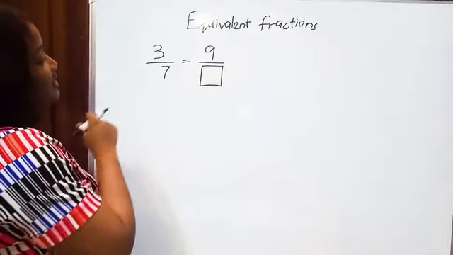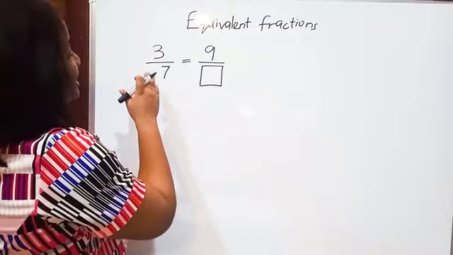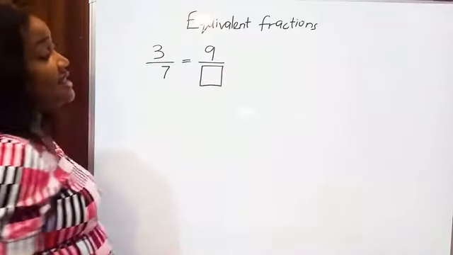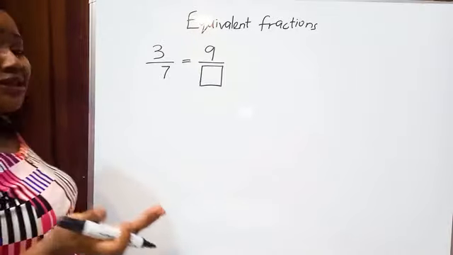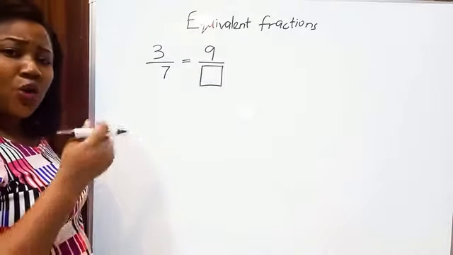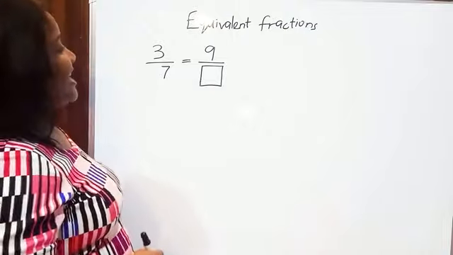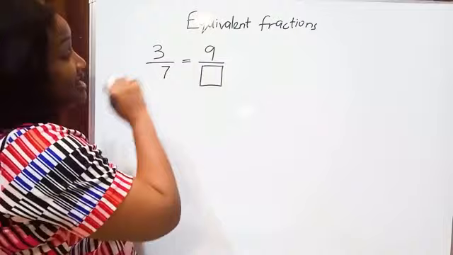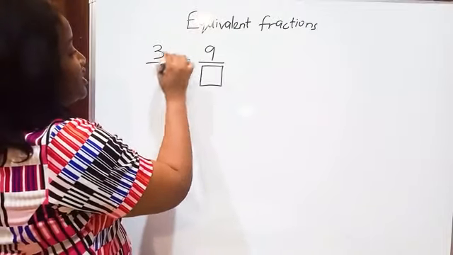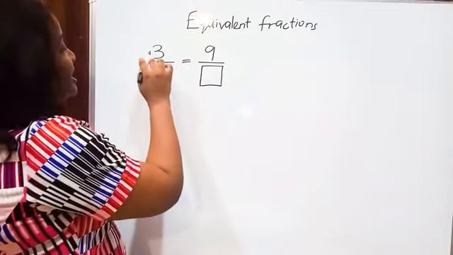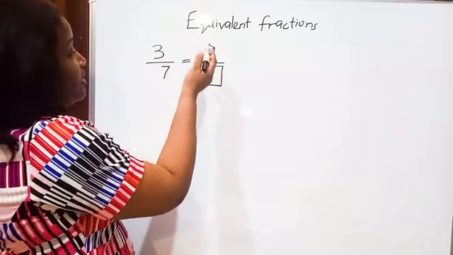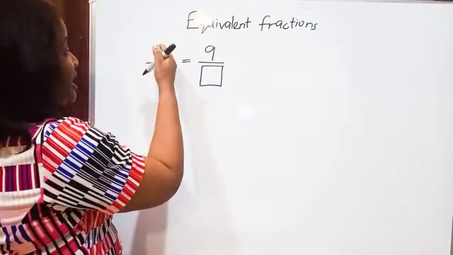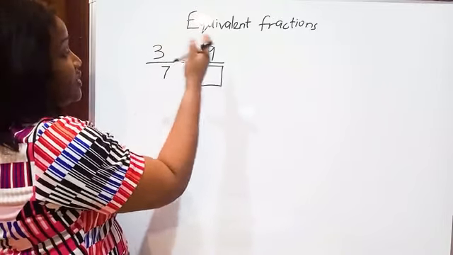So, given this question, you have to find an equivalent fraction of 3 over 7 that has 9 as the numerator. You ask yourself, what can I do? First of all, you find out the relationship between 3 and 9. The given is the numerator. So you find out the relationship between them. And you know that 3 times 3 gives us 9, or you say 9 divided by 3 gives us 3. Whichever one, it's 3 that you multiply by 3 to give you 9.